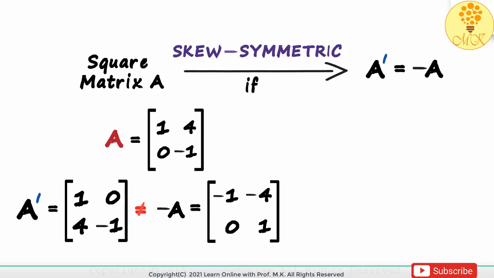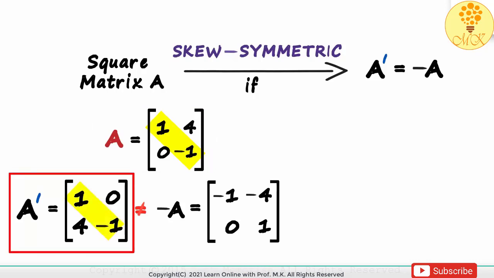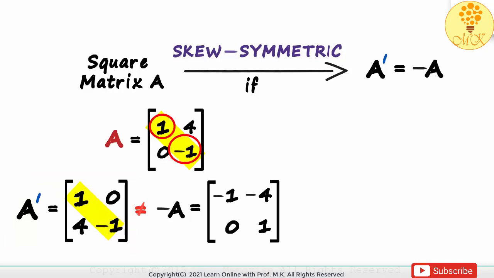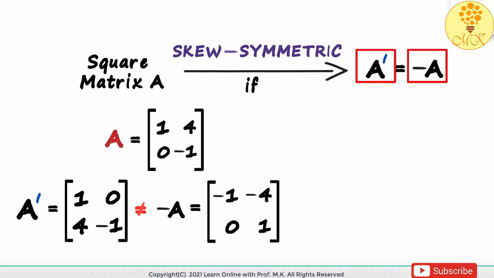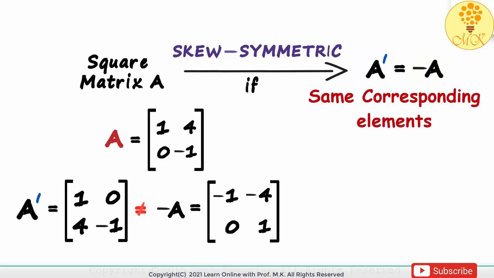I want you to focus on the diagonal elements of A. By diagonal, I mean the leading diagonal. Notice that the diagonal elements do not change for the transpose. 1 and minus 1, 1 and minus 1. And for negative A, just like the other elements, the elements in the diagonal are also negated. And what is the condition for a matrix to be skew-symmetric? It says that A transpose should be equal to negative A, which means all corresponding elements must be equal.